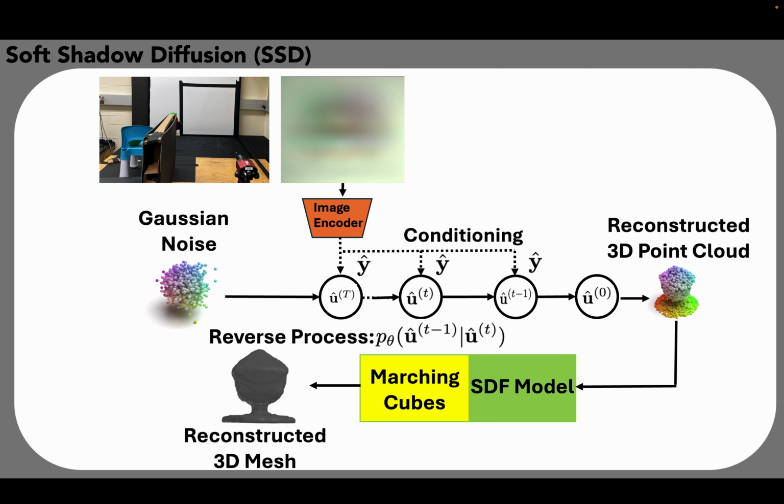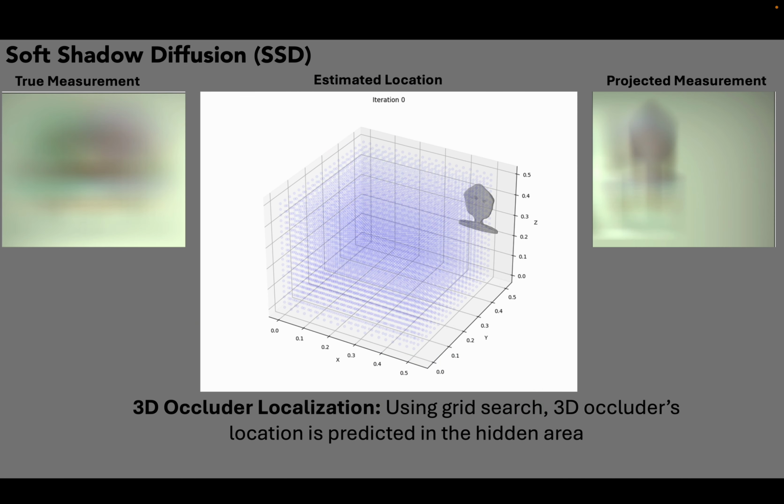Next, using an SDF model, we predict the signed distance field of the 3D point cloud and use the marching cubes algorithm to predict the 3D mesh of the occluding components. We now perform a grid search in the hidden environment in order to estimate the correct location of the occluding object. By discretizing the environment into multiple partitions of location, we can predict the correct location of the occluder.